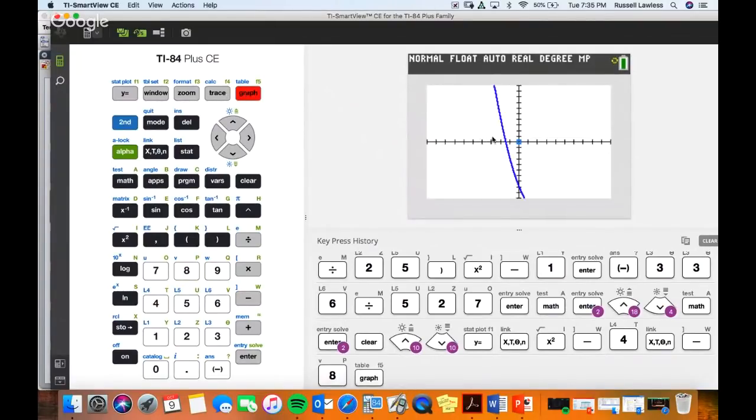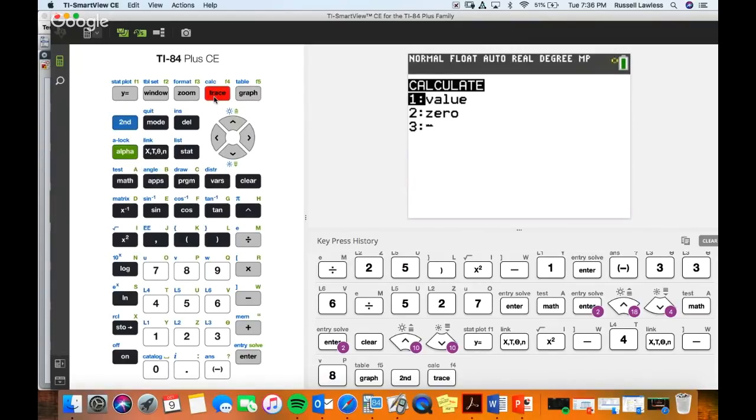The reason I'm going to graph it is because it should give you a parabola. So what we're going to do is find the value of your x-intercepts, also known as the roots or the solutions. The way that we find these values is by using this second trace button here. So I'm going to hit the button second, then trace. I'm going to find the 0.